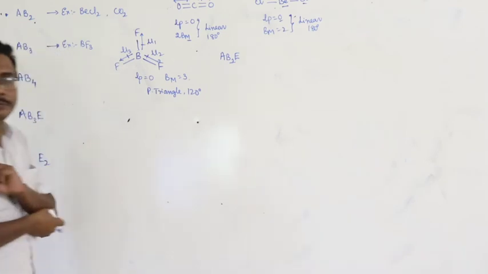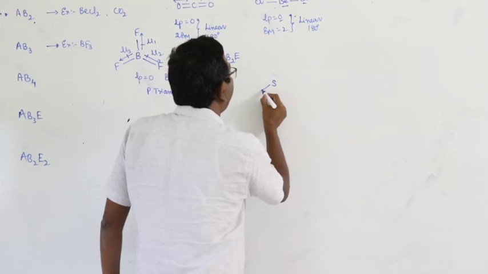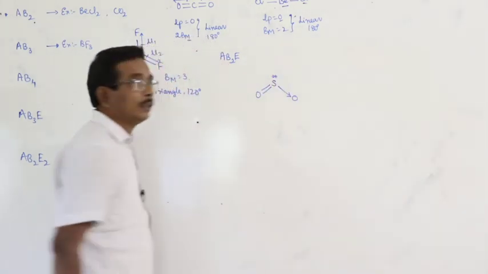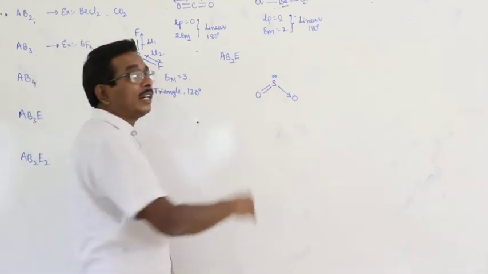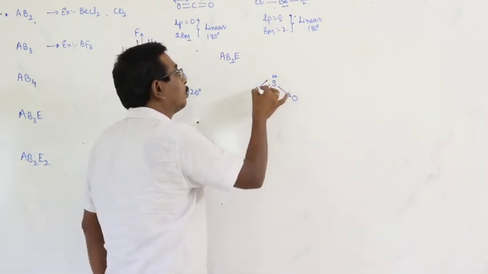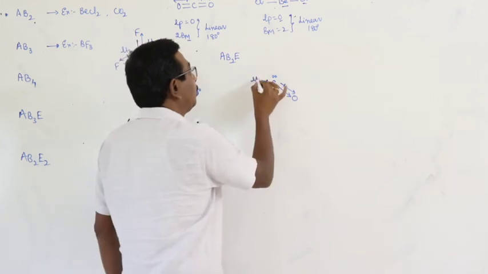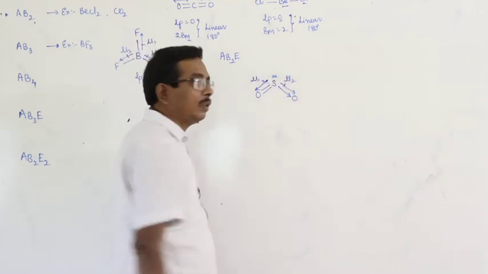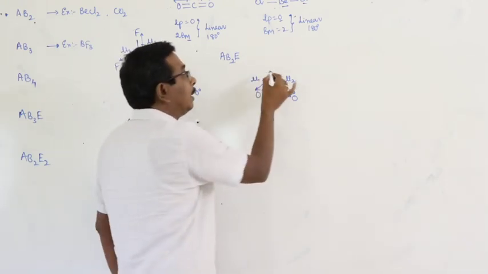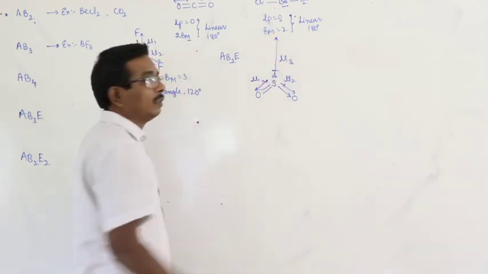With the same molecular formula AB3, I will give another example, AB2E. Example, sulfur dioxide. Okay. Sulfur electronegativity 2.8, oxygen 3.5. Oxygen is more electronegative. So this is the direction of the bond moments. This is mu1, this is mu2. Very good. But you should think about this one. This is the lone pair. The bond moment due to lone pair is always away from the molecule. This is mu3.